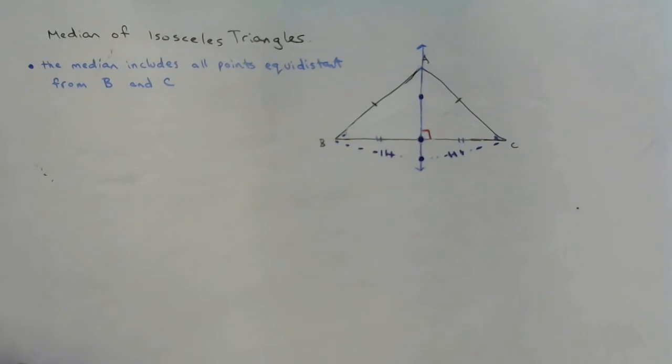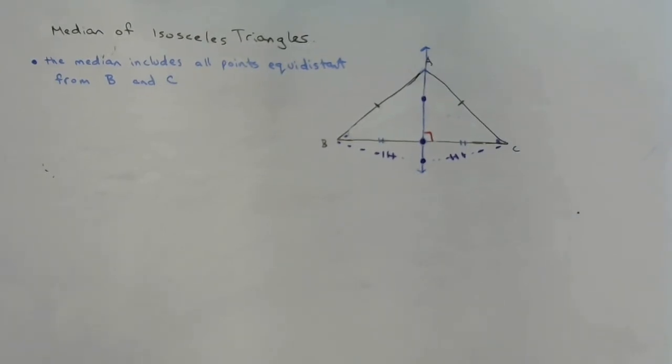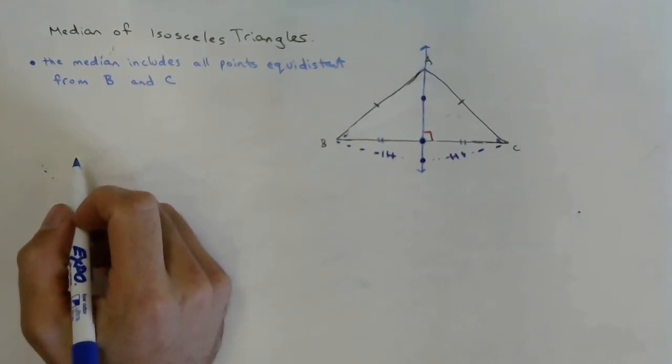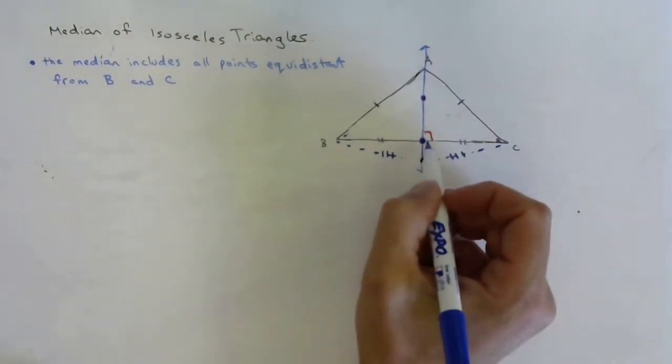Okay? What else can we say about this? The median from vertex A is perpendicular. We got that one.